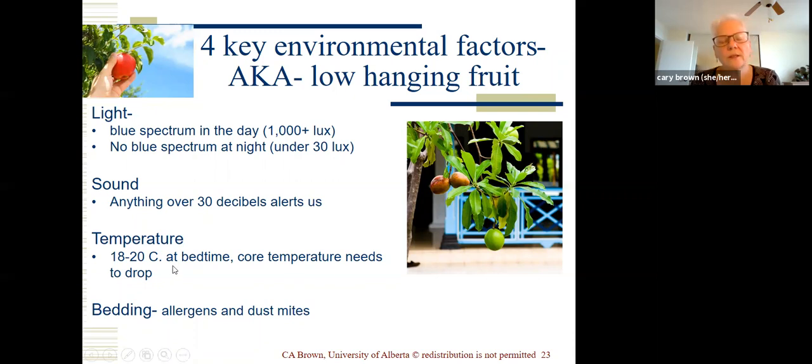Then temperature. Temperature also regulates our circadian rhythms. 18 to 20 Celsius is a good ballpark to aim for. A lot of people can't achieve that. They don't have that kind of control.